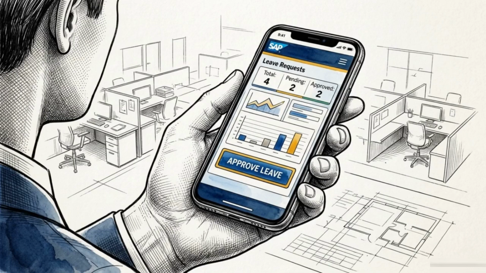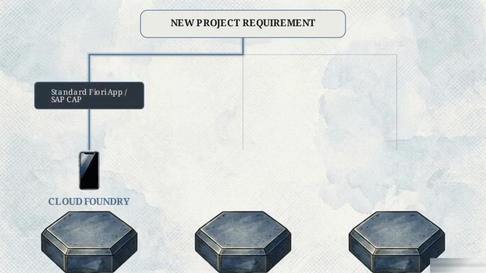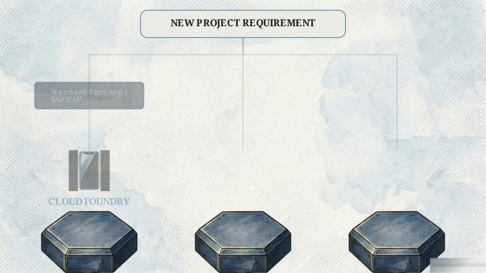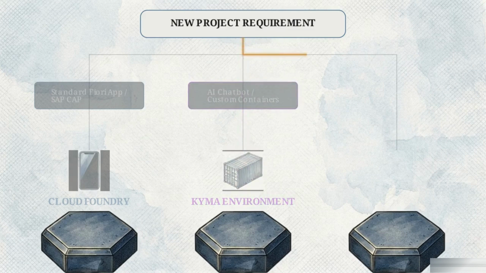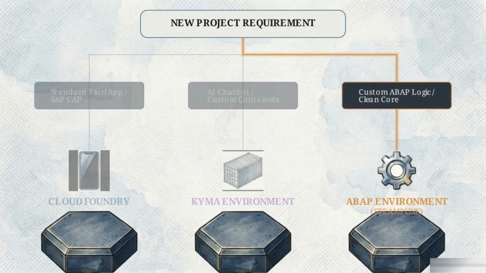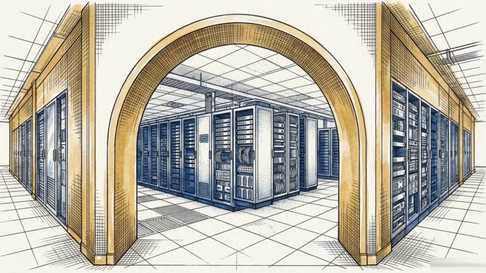Let's look at how this works in a real project. Suppose the business needs a Fiori mobile app for S/4HANA leave requests. Following the flowchart for a Fiori app, the path leads to Cloud Foundry. If the requirement shifts to an AI chatbot relying on custom containers, it moves toward Kyma. If you need custom ABAP logic, it points to the ABAP environment. If you are new to BTP and aren't sure where to start, begin with Cloud Foundry. It's the most common entry point for modern SAP extensions.